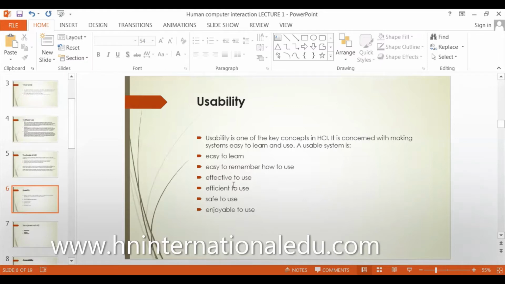Second, easy to remember how to use. Okay, you must not forget the steps. They should have a small number of steps. Okay, fewer steps to post anything, to design anything. Effective to use, efficient to use. Your system must be effective and efficient. Safe to use. Okay, your privacy must not be breached. Enjoyable to use, you must enjoy how you are using it. Okay, it must not be a trouble for you. Whenever you think about a website, you should not say, oh no, that is very difficult. If I have to use it, I must be mentally prepared because it is so difficult to use and I must remember the steps.